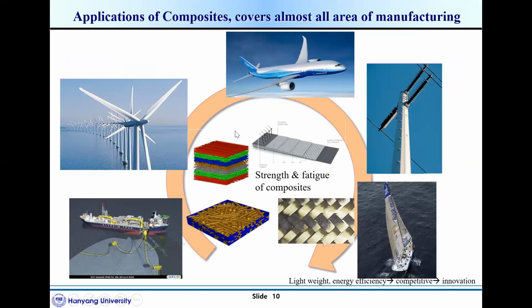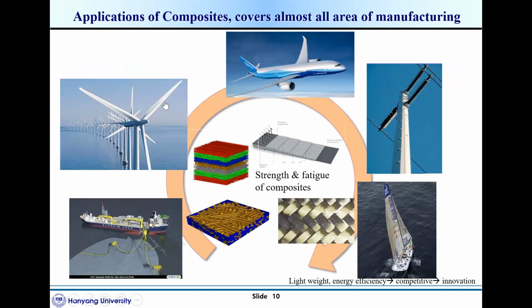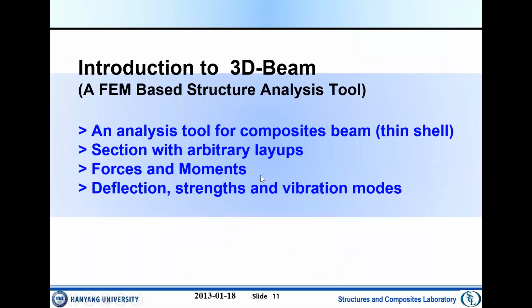So anyhow, as you can see, geometrically the length is much longer than the cross section, and this kind of structure is categorized as a beam. A beam has a very special structural behavior, regardless of material. So we make use of such behavior, okay?